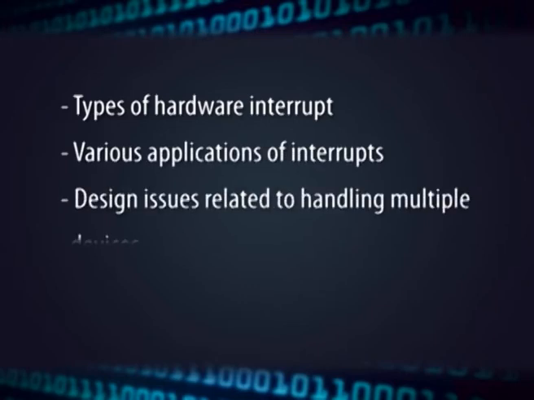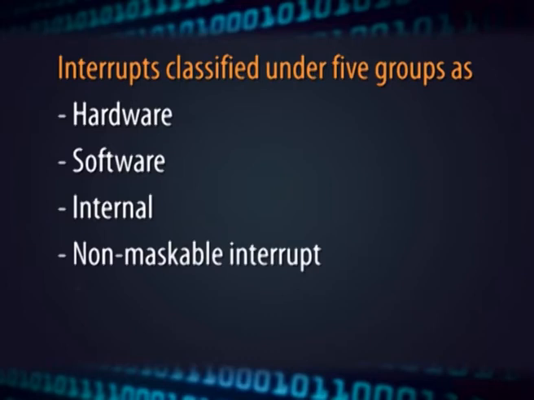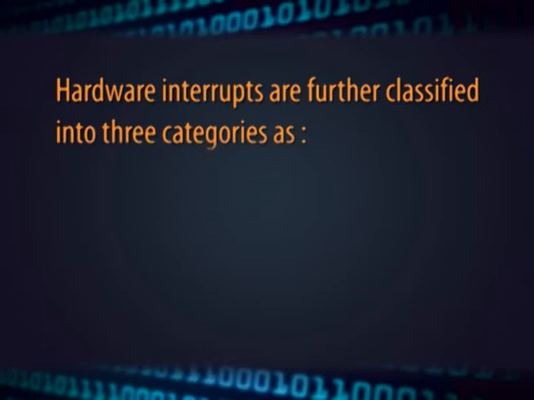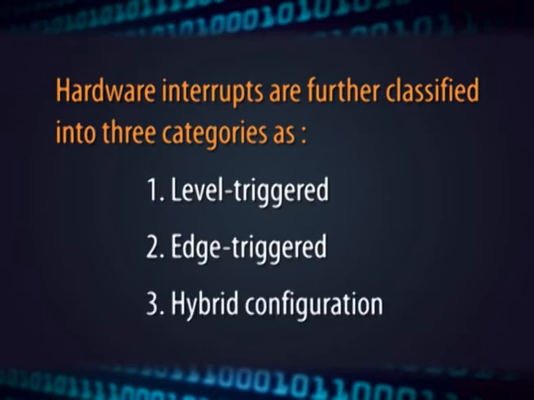Also, the design issues related to handling multiple devices using limited interrupt signals on the CPU, as well as resolving conflicts when multiple devices simultaneously try to send interrupt signal are explained in brief. In the earlier topic, we have studied interrupts classified under 5 groups as hardware, software, internal, non-maskable interrupt and reset. The hardware interrupts are further classified into 3 categories as 1. Level triggered, 2. Edge triggered and 3. Hybrid configuration.